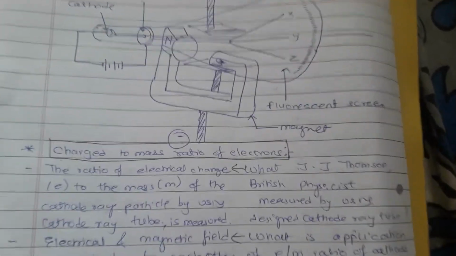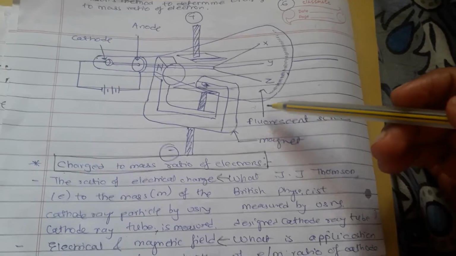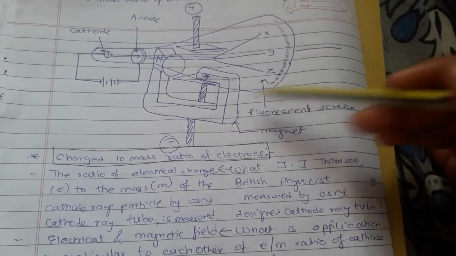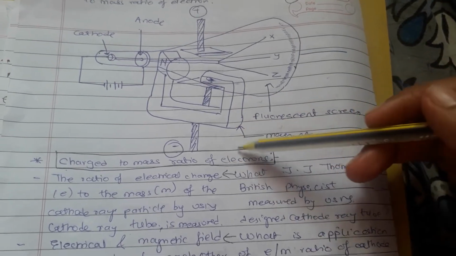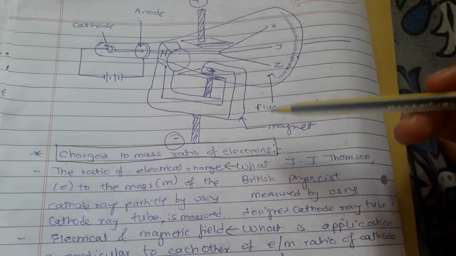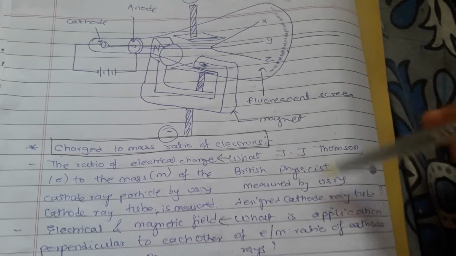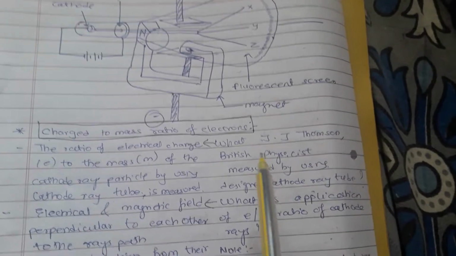Now, why did he design this? Why did he design this, how did he determine the ratio of electrical charge to mass of the electron, and what was the purpose of this experiment? Let us find out further in this note.